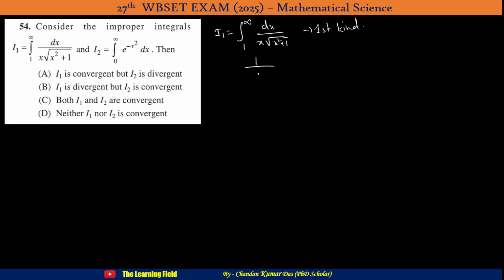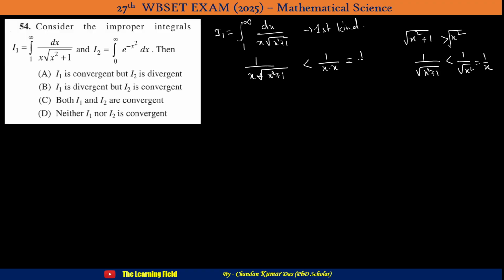Now we can write 1 by x into root under x square plus 1 is less than or equal to 1 by x into x, since x square plus 1 is greater than x square. If we take the square root, 1 by root under x square plus 1 is less than 1 by root under x square, which is equal to 1 by x. So this is 1 by x square. Now if we apply the comparison test, this will be true.